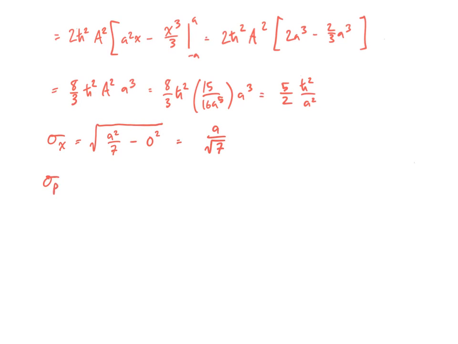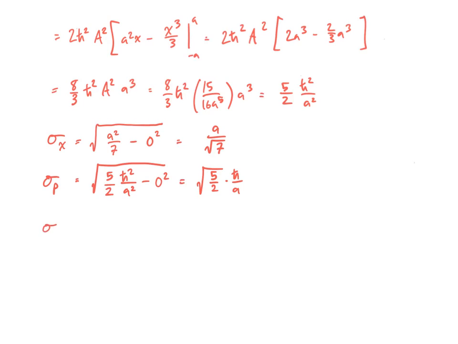Now how about momentum? Momentum is going to be the square root of 5 halves h bar squared over a squared minus 0 squared for the average momentum. This equals the square root of 5 halves times h bar over a.